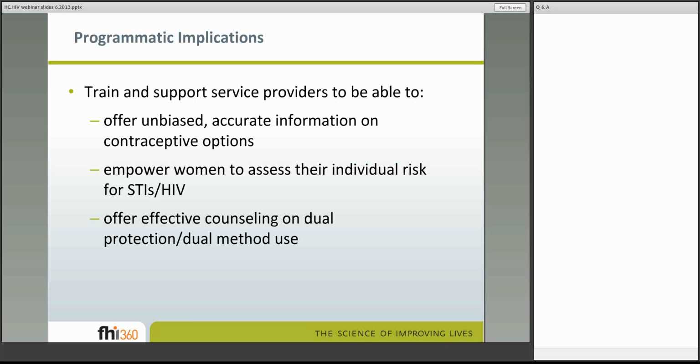That said, I'm going to name a few programmatic implications, and hopefully we can expand on this list during the discussion that follows. One of the obvious implications is that programs need to train and support providers to be able to offer unbiased, accurate information on contraceptive options, including risks and benefits as it applies to HIV. To be able to empower women to assess their individual risk for STIs and HIV, and to offer effective counseling on dual protection and dual method use.